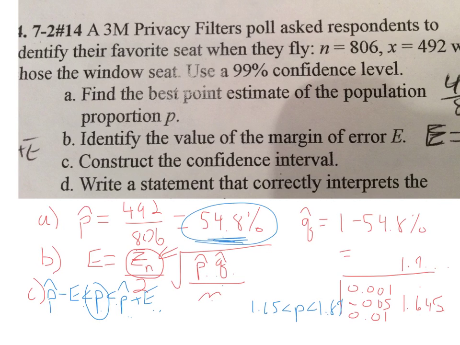And so for D, write a statement that correctly interprets the confidence interval. I think if you go to your textbook for that, you'll see an example where they've actually written a statement, and it's just saying, therefore, if P is within this range, then we're 99% confident that, and that's all you need to do for that statement, okay? So you can probably just directly copy that from your textbook.